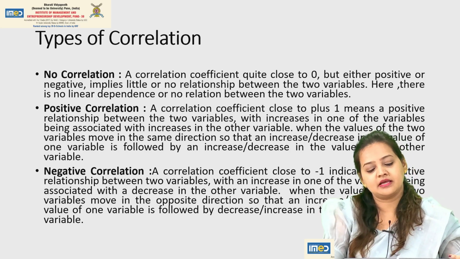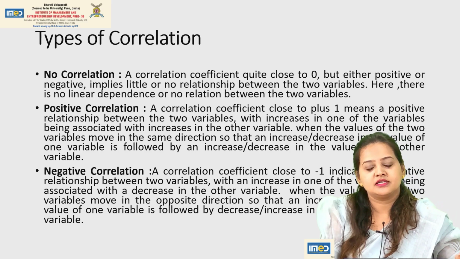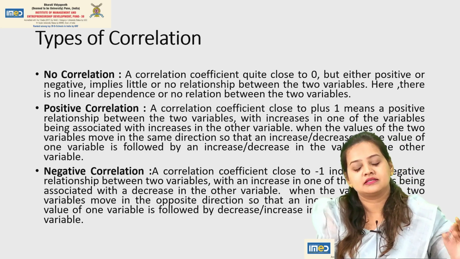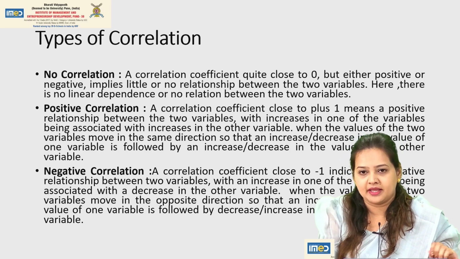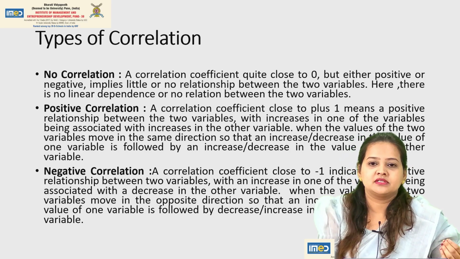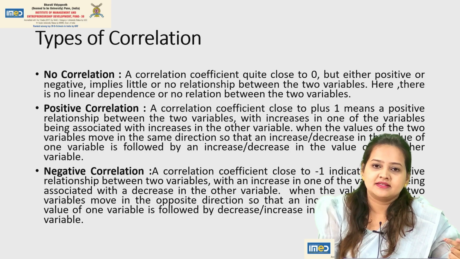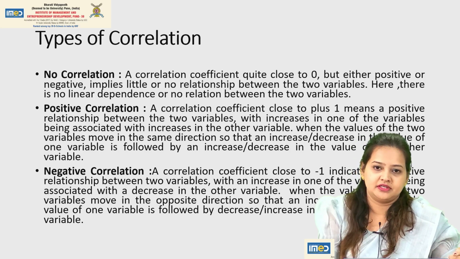The next concept is the negative correlation. Here r is equal to -1, it takes the negative value. It tells us that there is a negative relationship between the two variables x and y. The two variables x and y go in exactly opposite directions. Meaning if x is increasing, y will decrease. If y is increasing, then x will decrease.